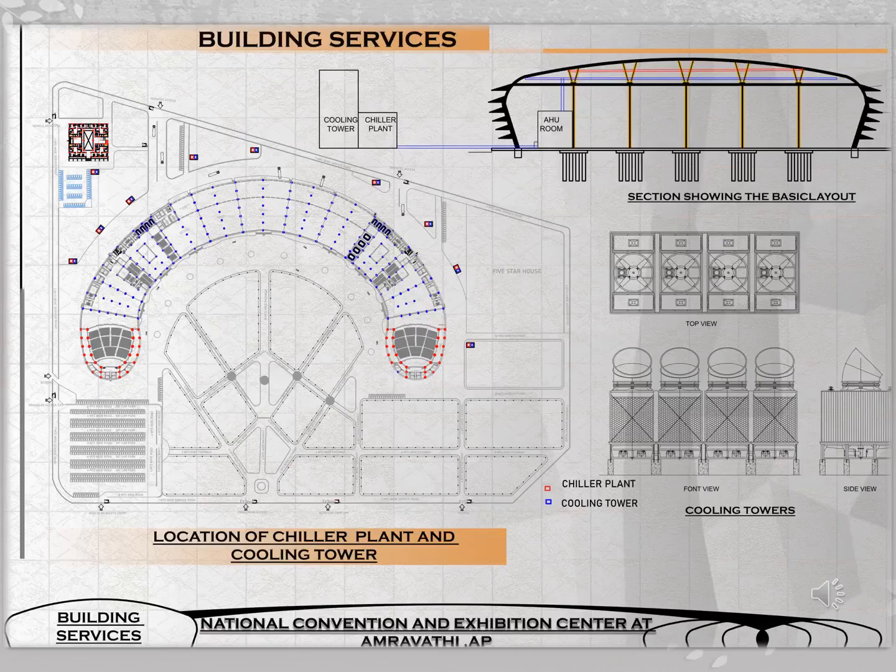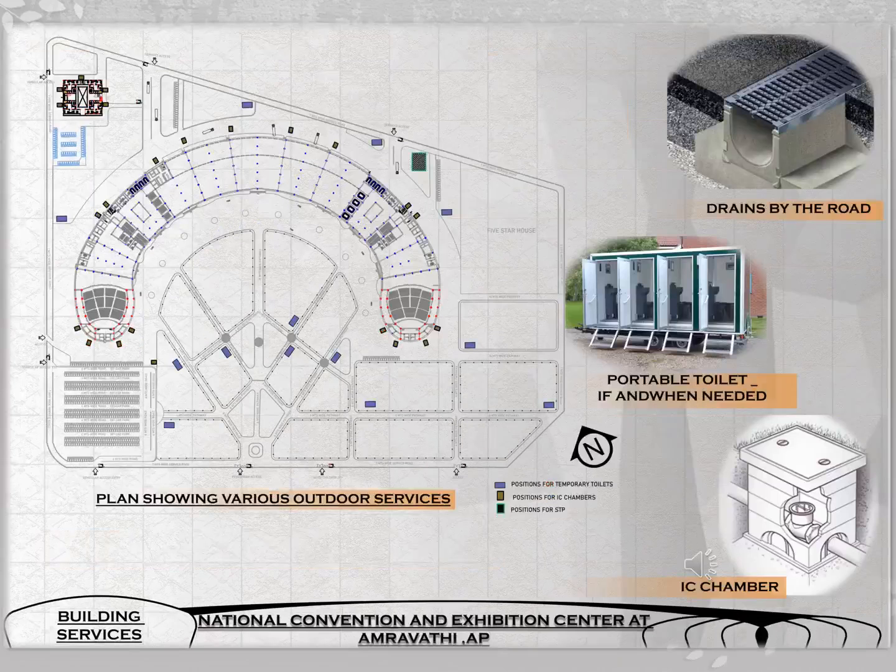Current plan shows locations of IC chambers and STP. It also shows the locations of temporary toilets which could be adopted when and where wanted during an event.